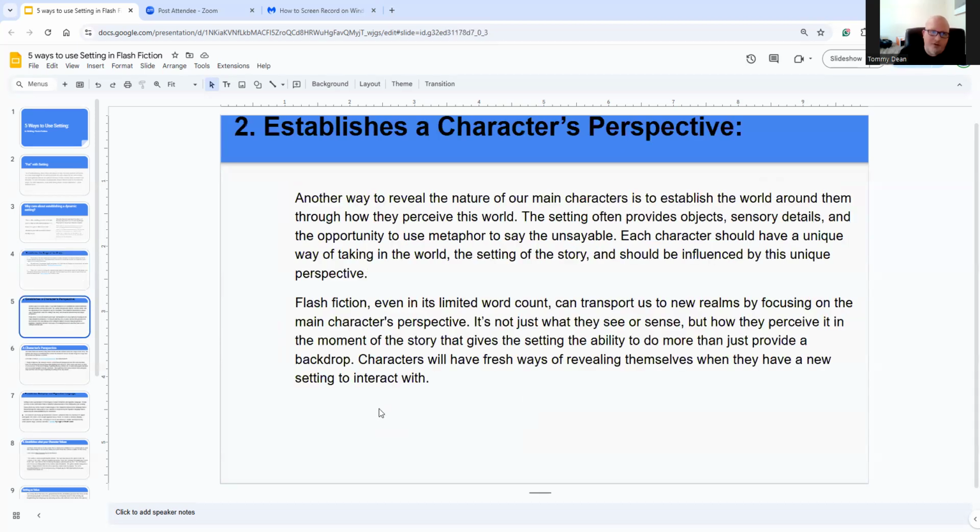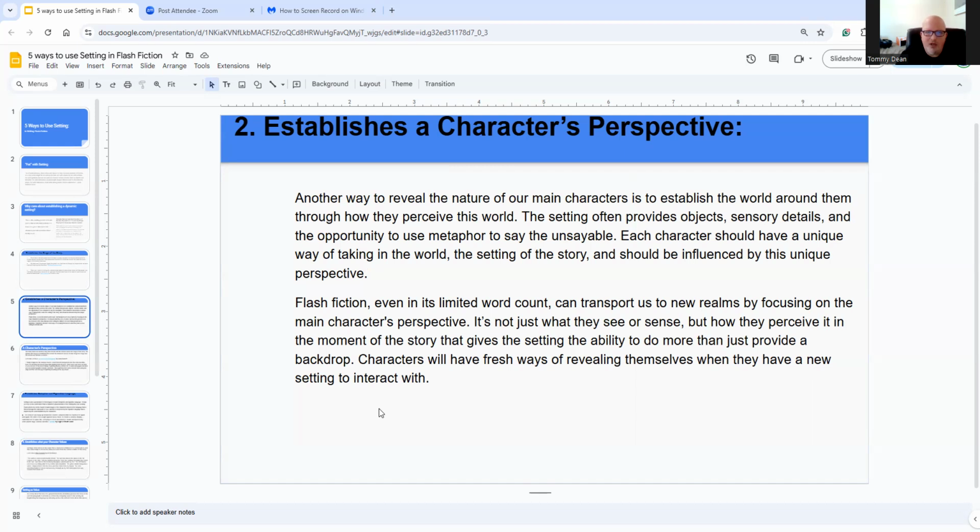So, number two in our journey of five establishes a character's perspective. Another way to reveal the nature of our main characters is to establish the world around them through how they perceive this world. We will come to know and love and root for these characters as they make themselves individual, unique, and specific. We're not just reading about any characters, we are reading about the main character in this story in this moment. The setting often provides objects, sensory details, and the opportunity to use metaphor to say the unsayable. Flash fiction, in its way like poetry, is always kind of attempting to say the unsayable.